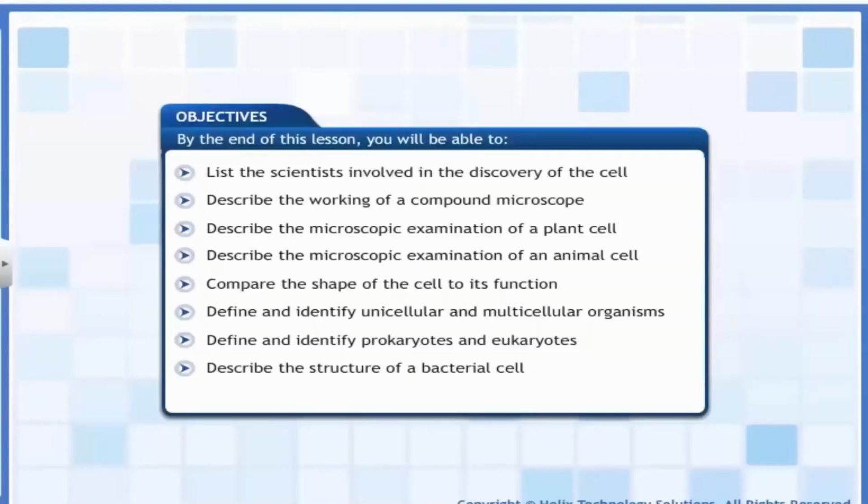By the end of this lesson, you will be able to list the scientists involved in the discovery of the cell, describe the working of a compound microscope, describe the microscopic examination of a plant cell, describe the microscopic examination of an animal cell, compare the shape of the cell to its function, define and identify unicellular and multicellular organisms, define and identify prokaryotes and eukaryotes, and describe the structure of a bacterial cell.